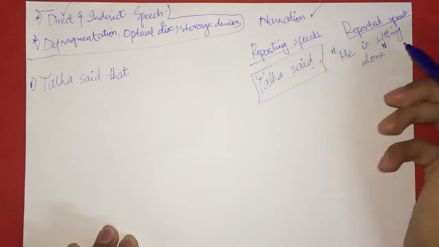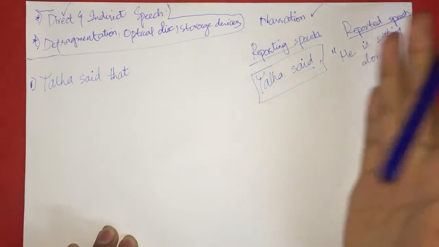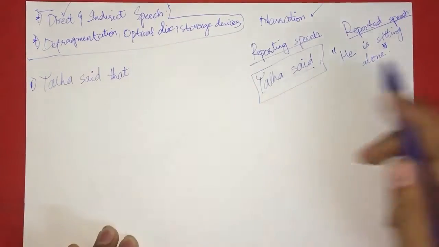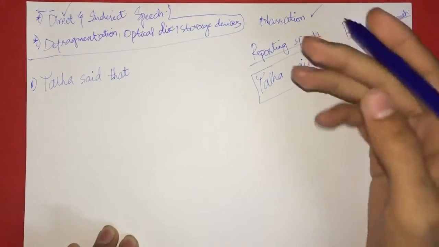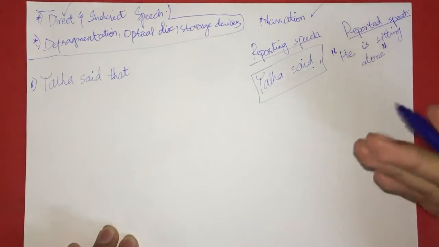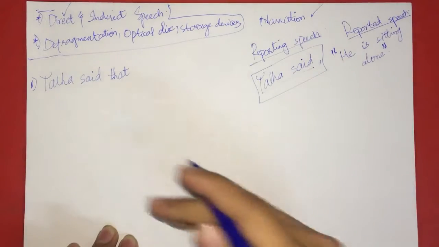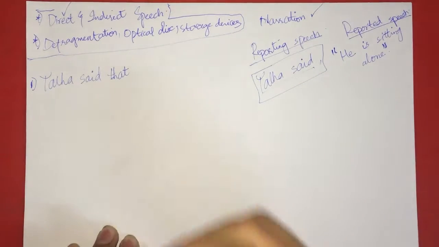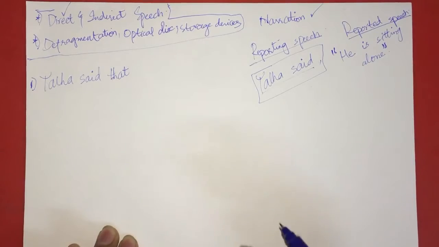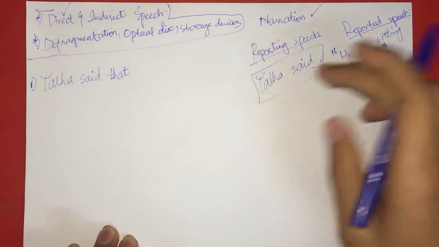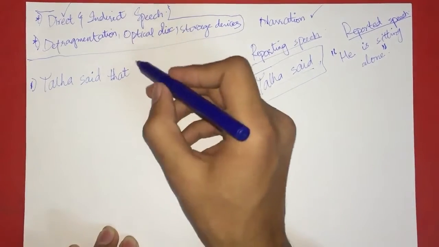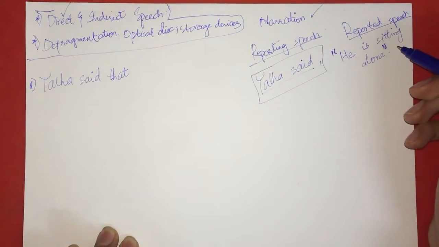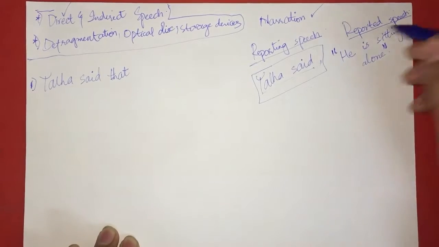So Talha said that. Okay, so now we want to convert it into indirect. That means we don't want to repeat the exact words Talha said. We just want to narrate it. We just want the reader to get the idea, and to know that these are not the exact words, but instead we are just narrating what Talha said. So how are we going to write it? We are going to write Talha said that.